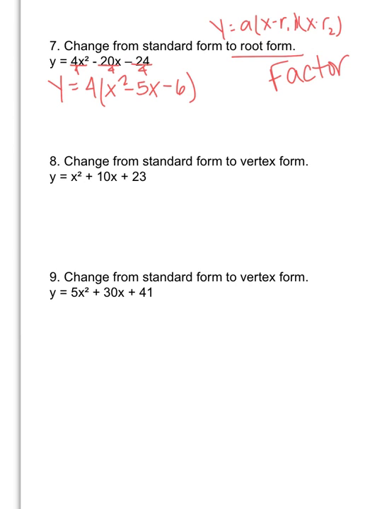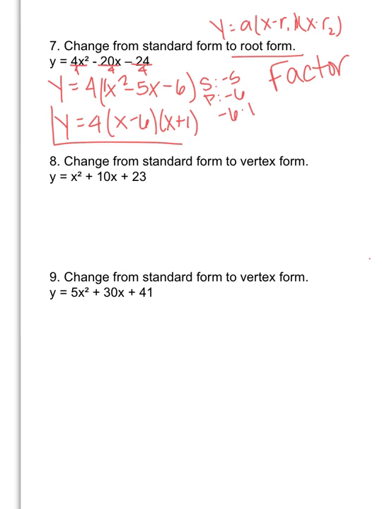From here, we have 3 terms inside parentheses, so we will need to do sum and product. So sum would be -5, product would be -6. So that would be a -6 and a +1. We won't have to use the swing method here because there's a 1 in front of the x squared, so that would be our answer. You could also put x plus 1 and then x minus 6. That's the same exact thing. So when you're going from standard to root, you will need to factor.